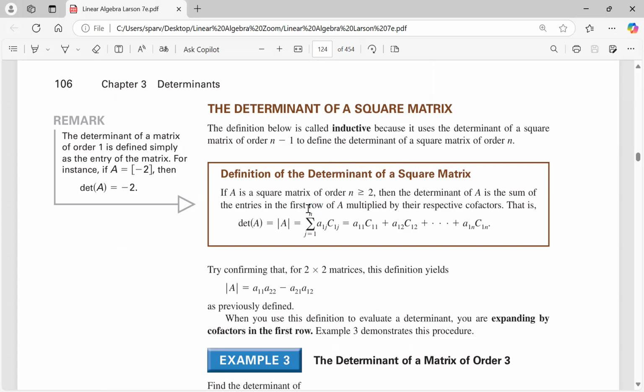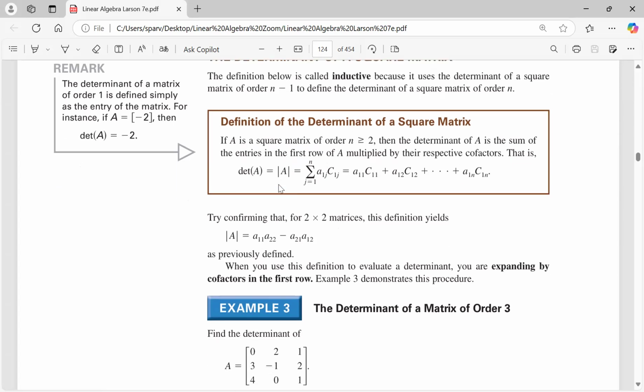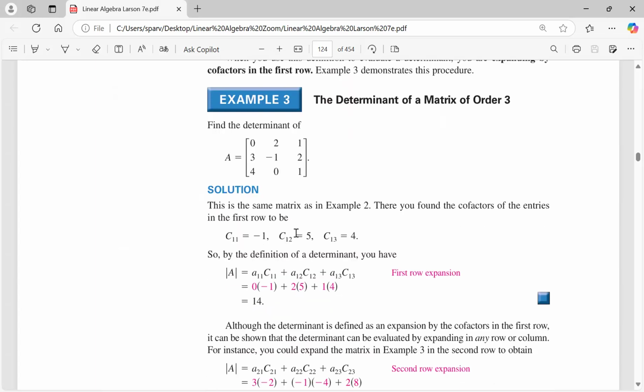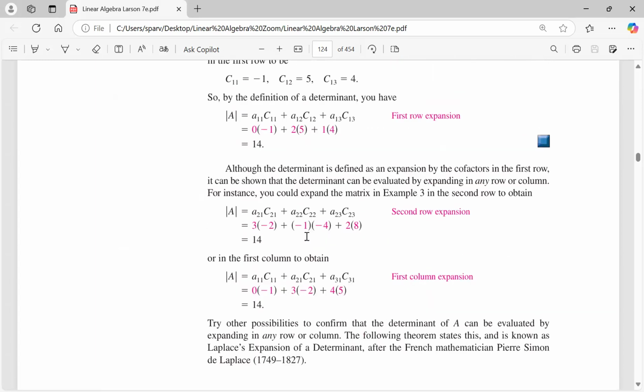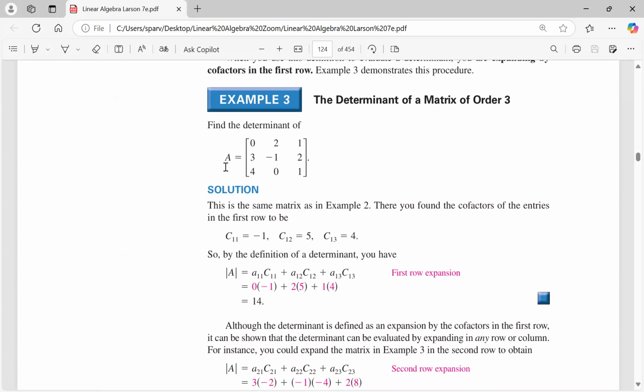Now, it turns out you can find a determinant using expansion about any row and any column. Okay, so you don't have to do it about the first row. In fact, for the matrix in his example, we're going to do his example, but different. Let's see how he's done it.